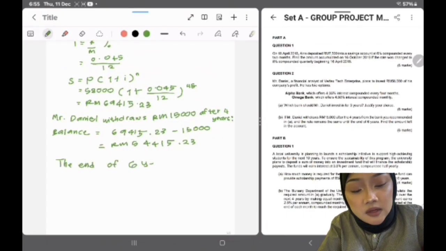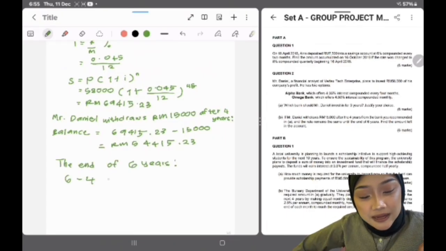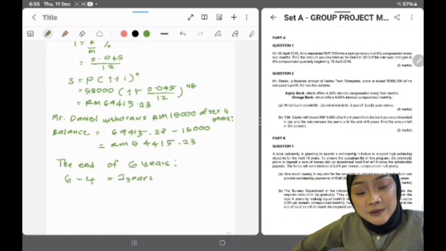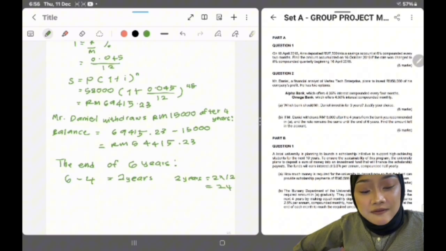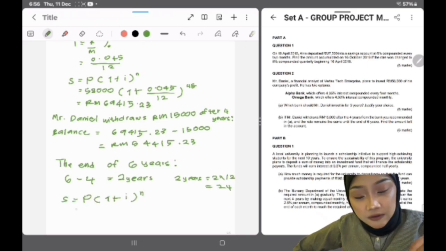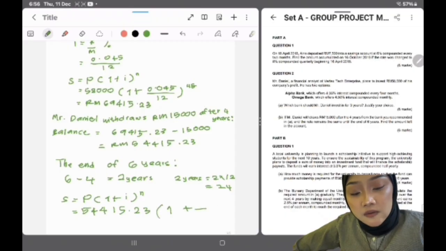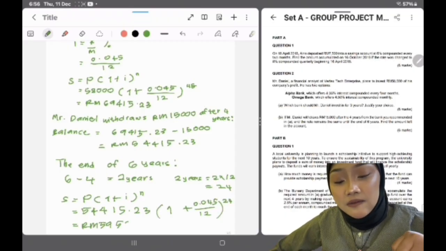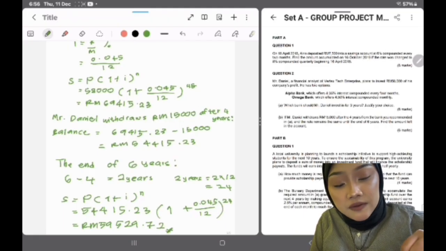Step 3, continue compounding for 2 more years. For the remaining 2 years, N equals 12 times 2 equals 24. Compound interest formula: 54,415 ringgit and 23 cents open bracket 1 plus 0.045 per 12 close bracket to the power of 24. The final amount after 6 years is 59,529 ringgit 72 cents.